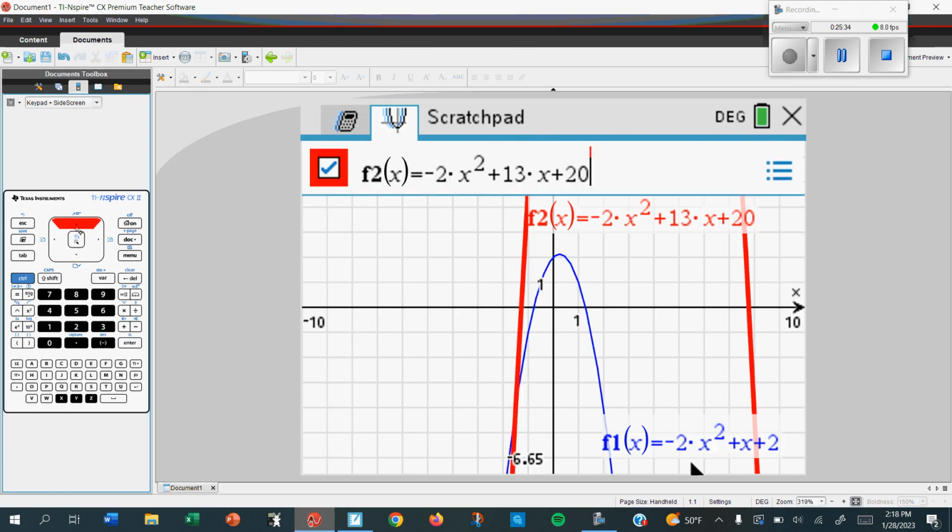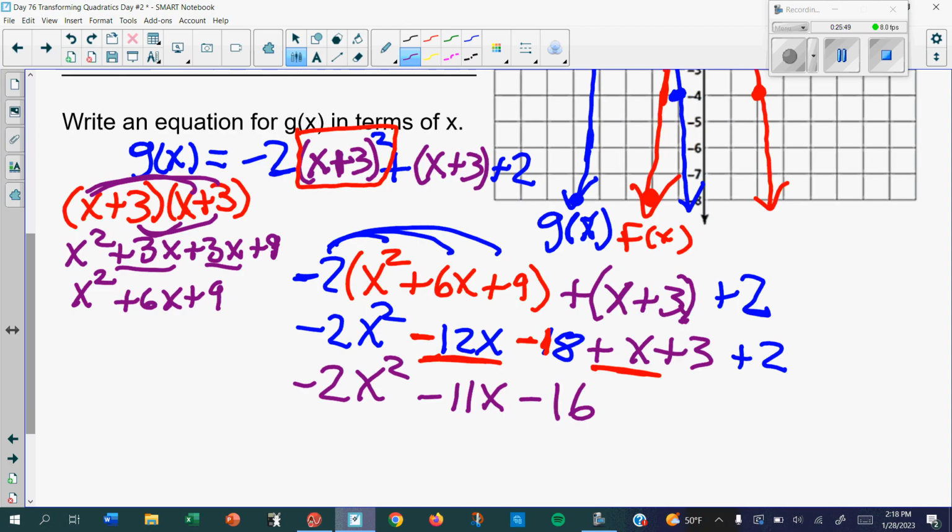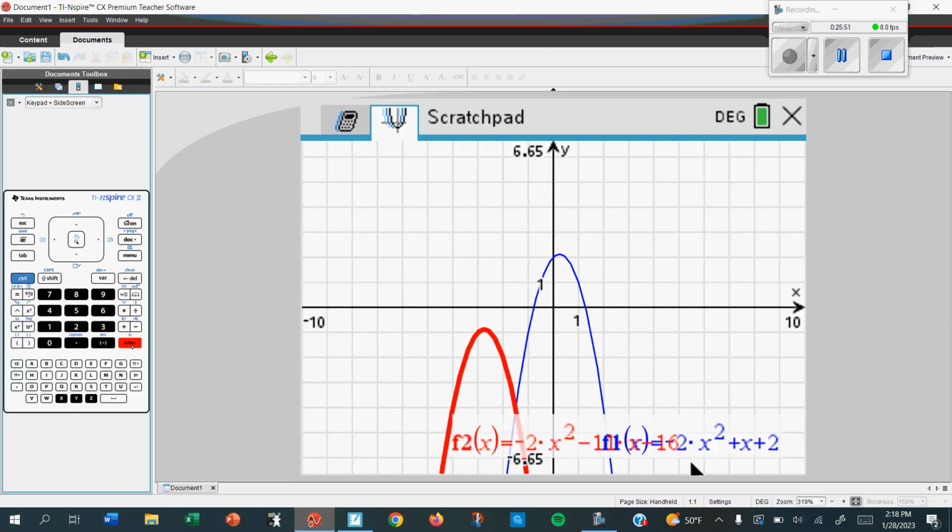Okay, come on. Let's delete some of this. So it's now negative 11x. Minus 11x. And then what was it, minus 16? Before I type this in. Enter. Oh my goodness, what is going on? Hold on.